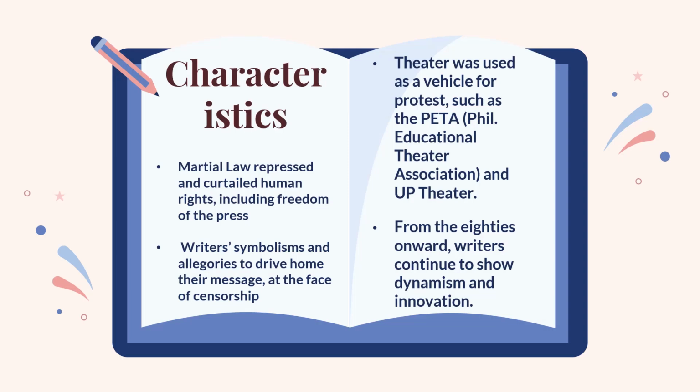This period has four characteristics. The first one is martial law, which repressed and curtailed human rights, including freedom of the press. Writers used symbolisms and allegories to drive home their message in the face of censorship. Theater was used as a vehicle for protest, such as the PETA, the Philippine Educational Theater Association, and UP Theater. And from the 80s onward, writers continue to show dynamism and innovation.